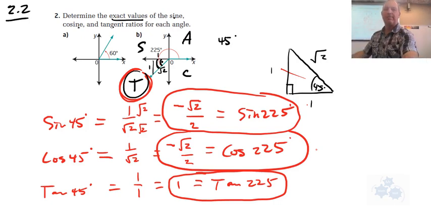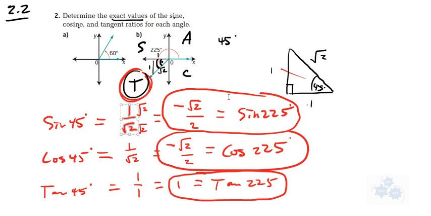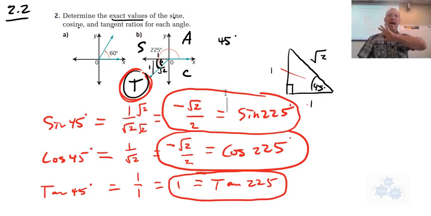Okay, so that's 2B. So yeah, if you're doing this correctly, you're not using a calculator at all for this question. You're just using your special angle triangles. You don't need your calculator. That's kind of the point.